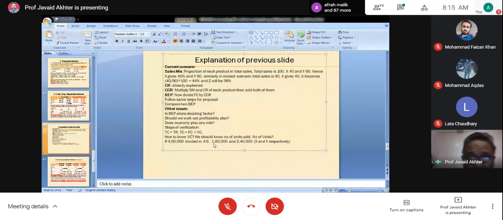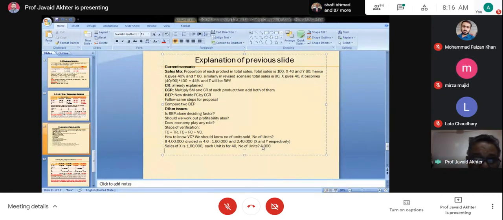Now you know the sales price. Sales of X is how much? 160. Each unit you are selling for how much? 40. For 40, what will be the number of units? It is such a simple thing. You are selling in all for 1,60,000. Each unit you are selling for 40. How many units will you sell? 4,000.